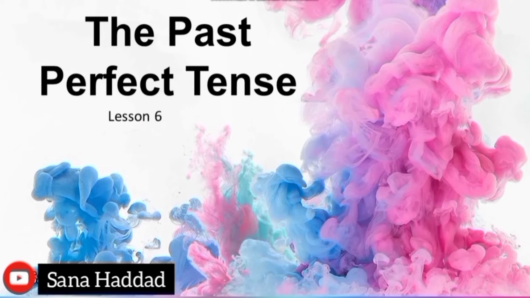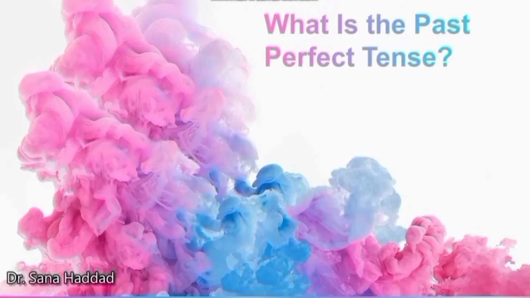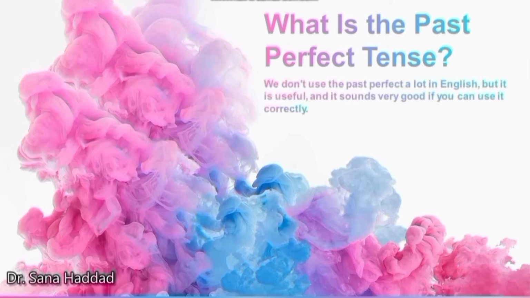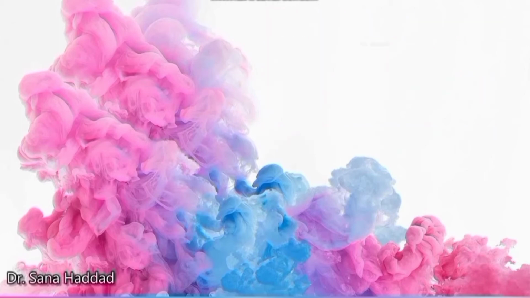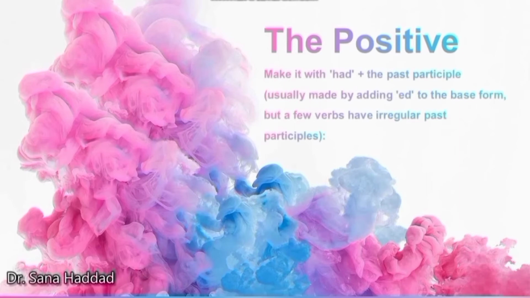Today we're going to talk about the past perfect tense. What is the past perfect tense? We don't use the past perfect a lot in English, but it is useful and it sounds very good if you can use it correctly. Also, it's really easy to make, just the past simple of have and the past participle. The positive. Make it with had plus the past participle, usually made by adding ed to the base form, but a few verbs have irregular past participles.